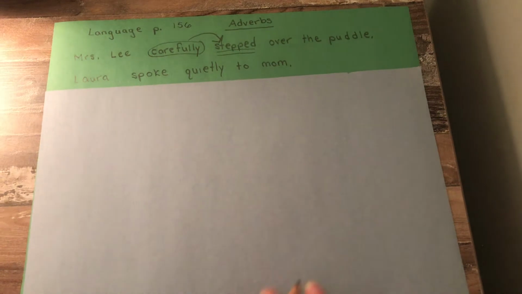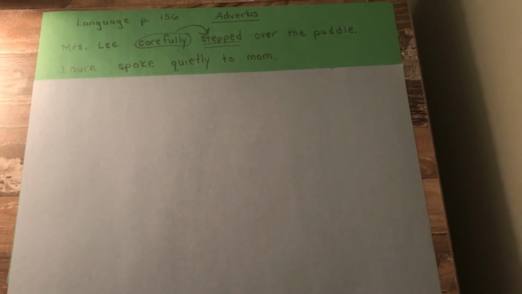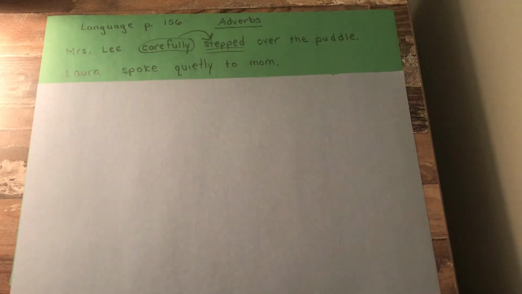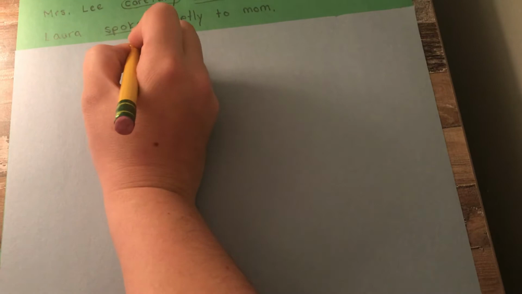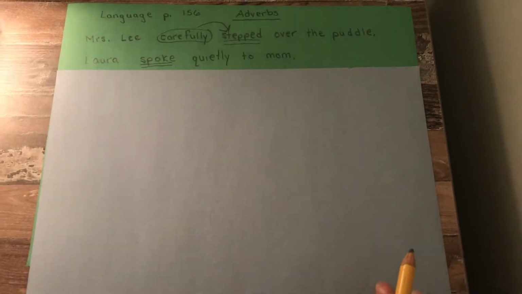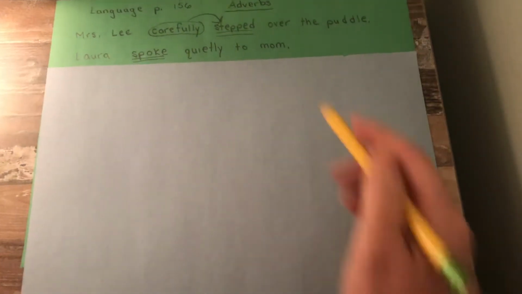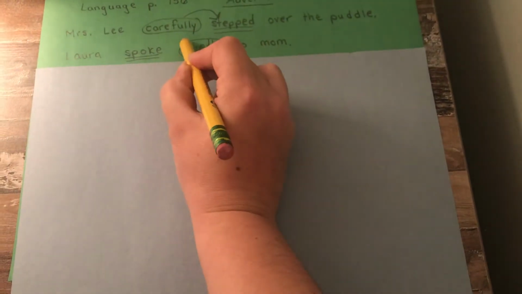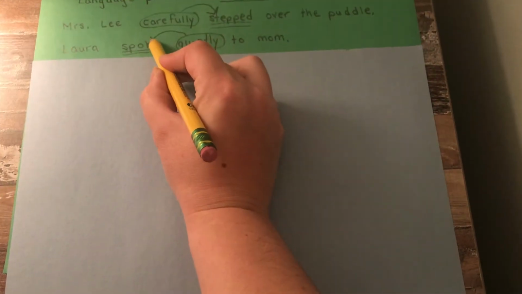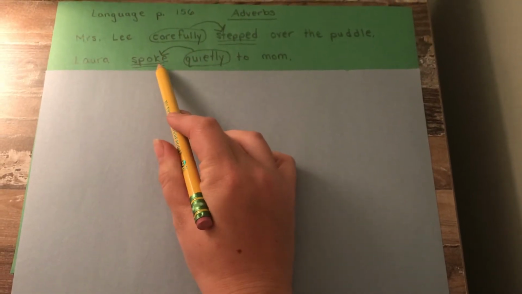Laura spoke quietly to Mom. So what is the action? What is happening? You should have thought spoke. What is she doing? She spoke. Okay, now you need to ask yourself, how? How did she speak? She spoke quietly. How? Quietly. So we circle the adverb and we draw an arrow back to spoke.